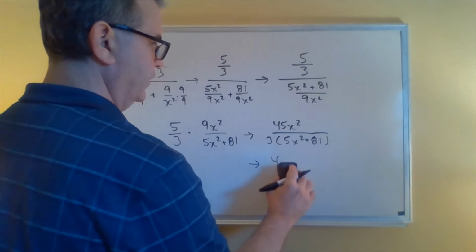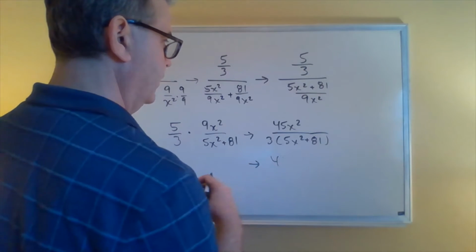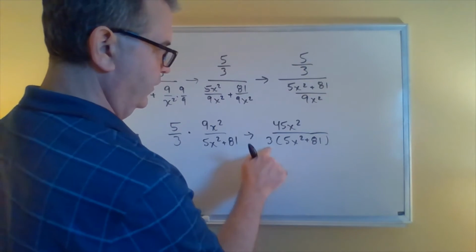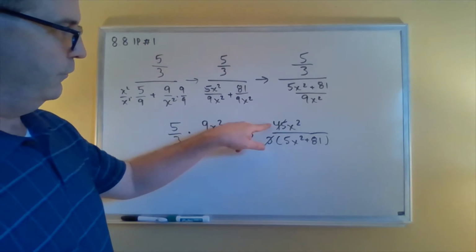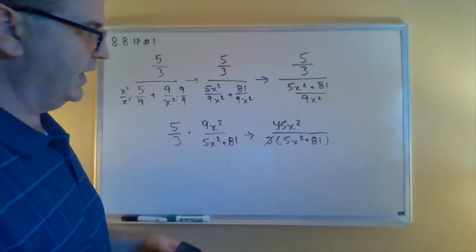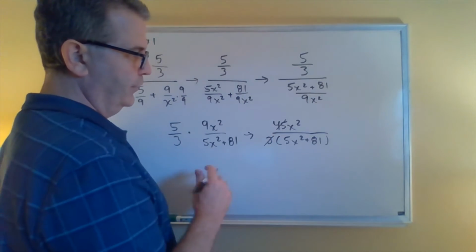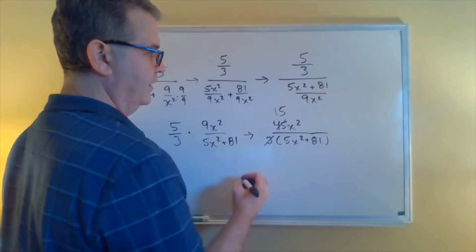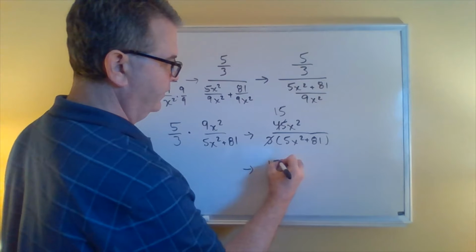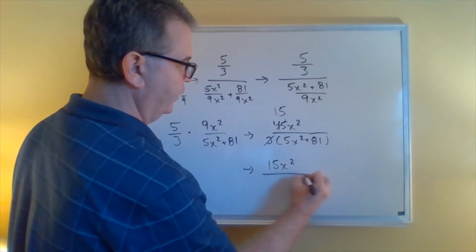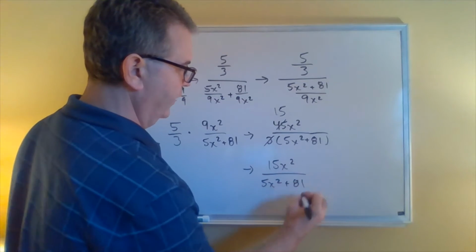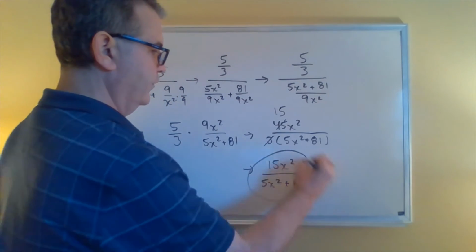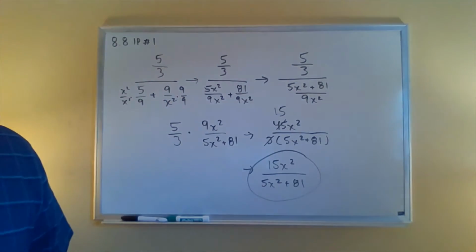Well, actually, I really don't need to do that because I have a common factor here, 3 and 45. So 3 goes into 3 one time, so that'll cancel out. 3 goes into 45 15 times. So I'm now going to be left with 15x squared over 5x squared plus 81. And there is my answer to number 1.